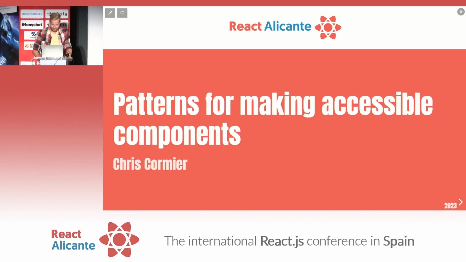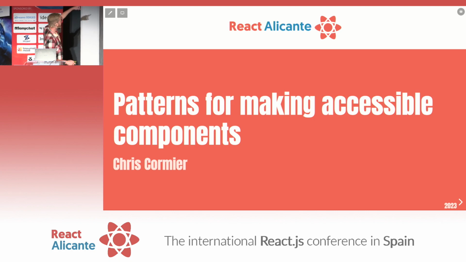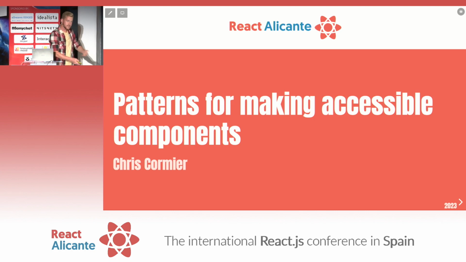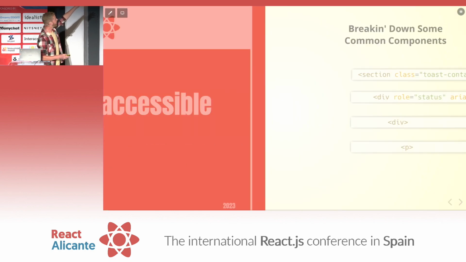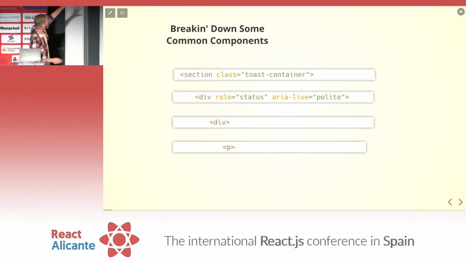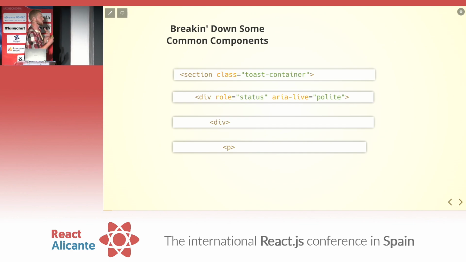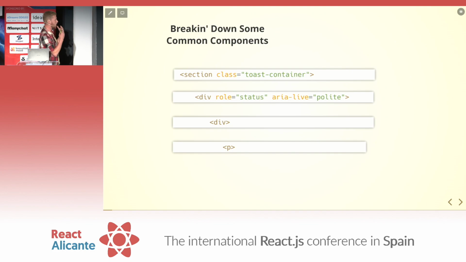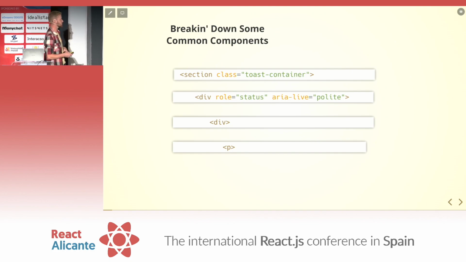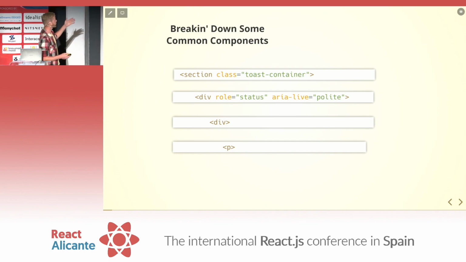I love those guys. All right, so we're going to be talking about patterns for making accessible components. What does that mean? We'll look at that. I'm going to be breaking down some components that I've compiled together. These are all good examples or best practices of accessibility for different types of components. We're just going to go through each line and talk about them.